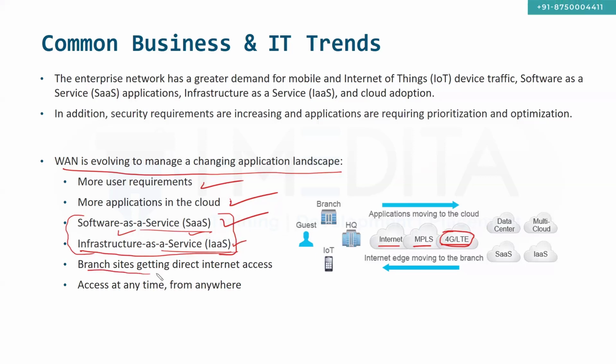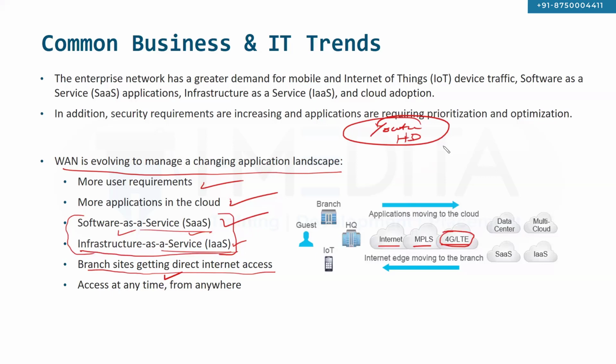Then branch sites getting direct internet access. Yes, the internet has moved on to the branches nowadays, right? Branch users want to have access to the internet directly. So that's called DIA, direct internet access. And even yesterday, I gave you an example of why the branch users should have direct internet access, right? Let's take an example of YouTube. Let's say that your branch users are accessing YouTube and they are watching videos in HD. So just imagine how much bandwidth they would consume.